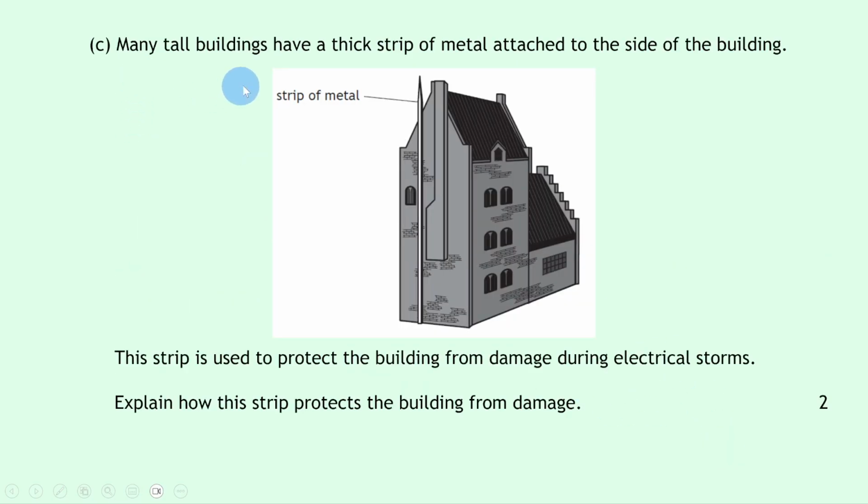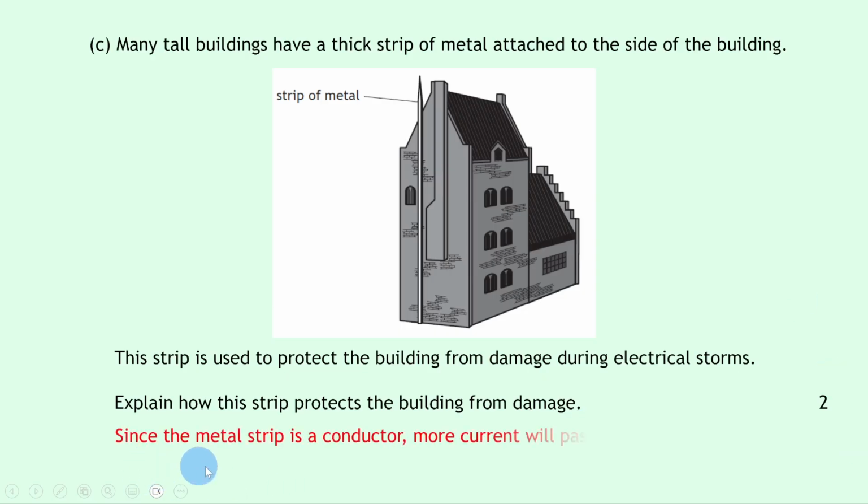Lastly, part C says many tall buildings have a thick strip of metal attached to the side of the building. So there's the thick strip of metal shown there. It says this strip is used to protect the building from damage during electrical storms. Explain how this strip protects the building from damage, and there's 2 marks available here.